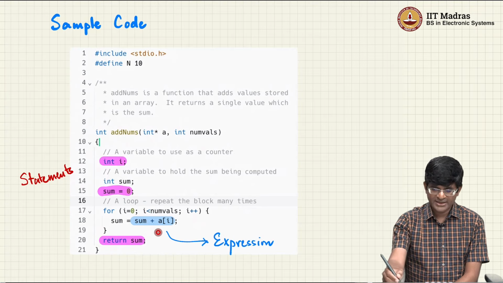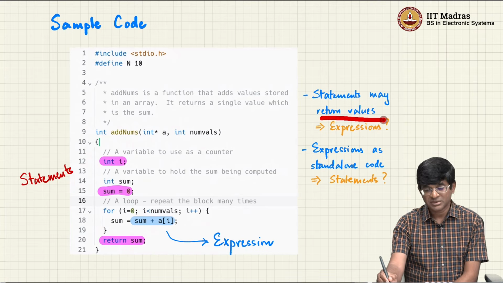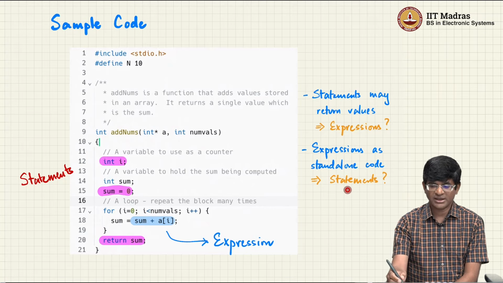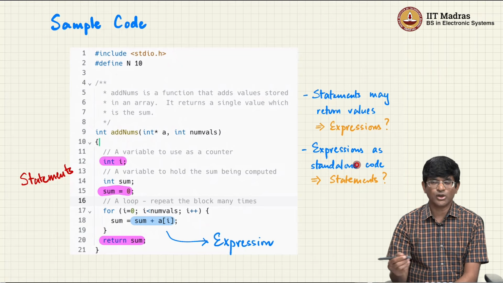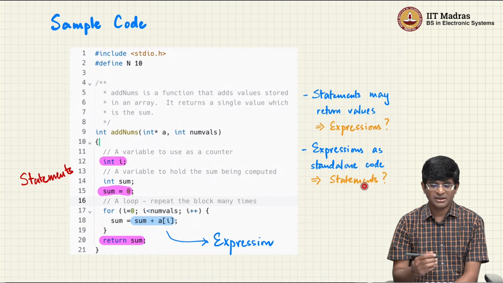So like I said, statements may sometimes return values. Does that mean that they can be considered as expressions? It depends on what you are going to use those values for. And similarly, an expression can be invoked as a piece of standalone code. Does that make it a statement? Since you have not taken the value of the expression and assigned it or done something else with it, does it mean that it's now a statement and not an expression, right? Like I said, these things are useful in terms of constructing the grammar of the language, but are not necessary in order to understand how the language itself works.